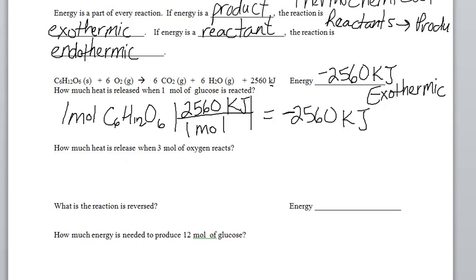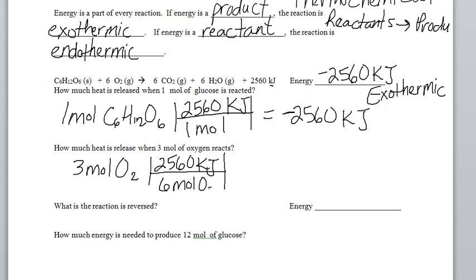How much heat is released when 3 moles of oxygen? Well, we're going to start just like we always start. What I know, I have 3 moles of oxygen. Then I go to my balanced equation to see this relationship. So it's the same amount of energy, 2,560 kilojoules, for every 6 moles of oxygen.